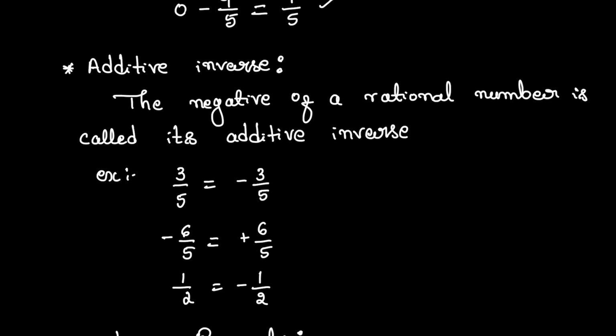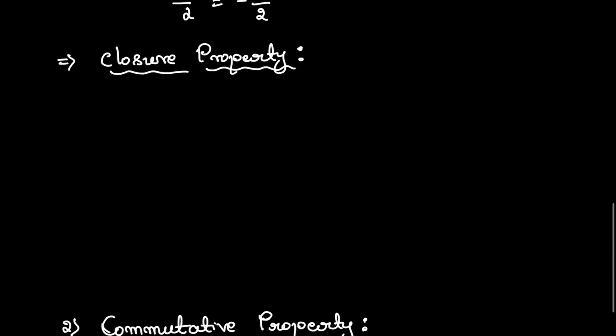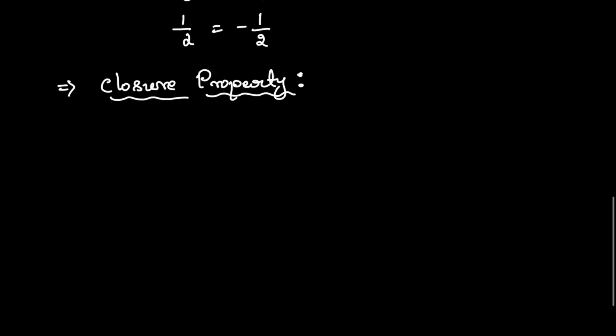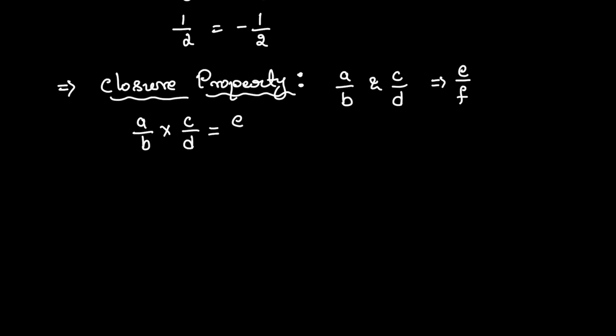Then we'll see the next concept, closure property. What is closure property? Take any two rational numbers. I'm considering A by B and C by D. Multiplication of any two rational numbers, again we'll get a rational number. That rational number we are taking as E by F. Multiplication A by B into C by D equal to E by F. Let's see whether we'll get a rational number or not.